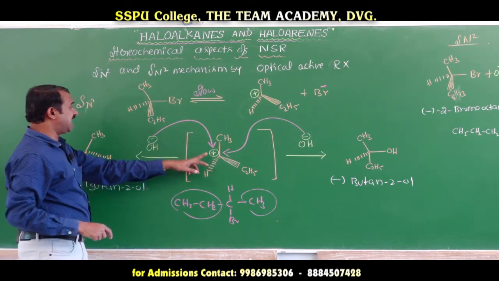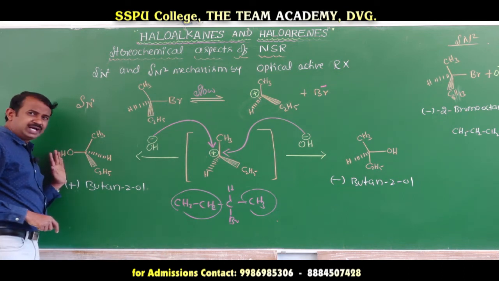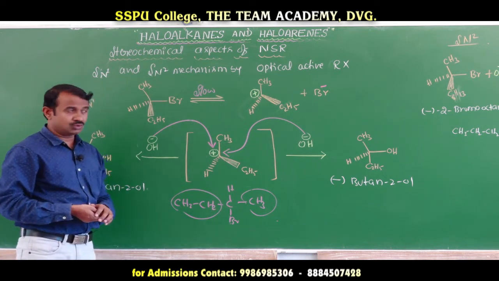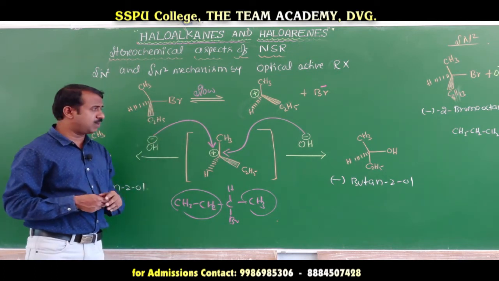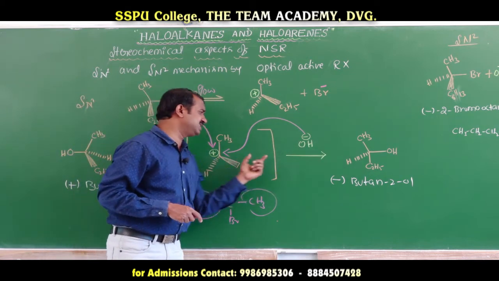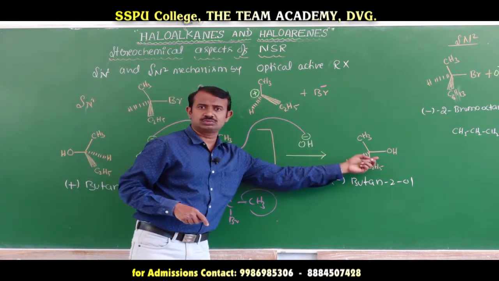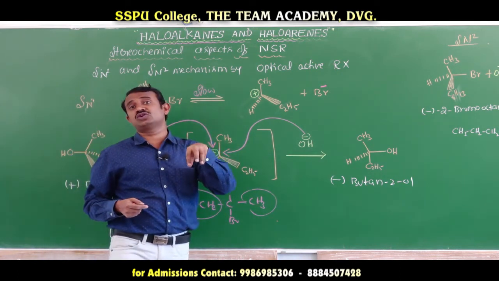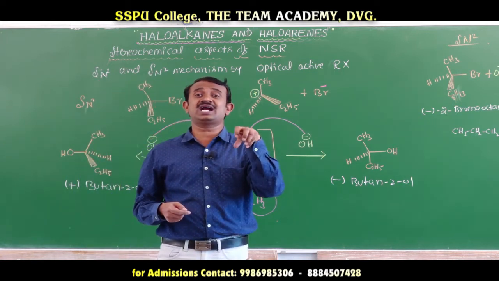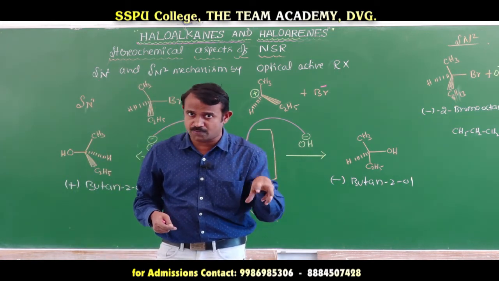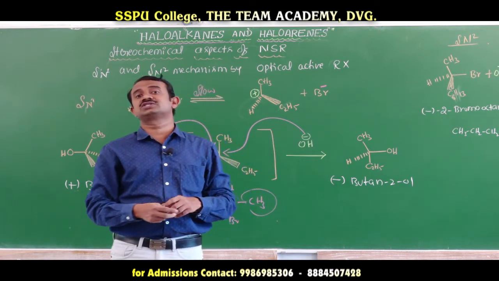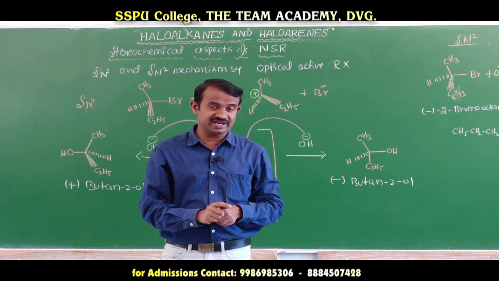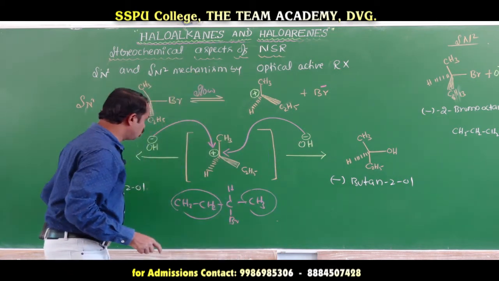One nucleophile attaches from one direction and another nucleophile attaches from the opposite direction, opposite to the C-Br bond. This nucleophile attaches on the right side and another attaches on the left side. When a tertiary carbocation is formed from an optically active compound, you will get two compounds, one dextrorotatory and one levorotatory, in the SN1 reaction only.